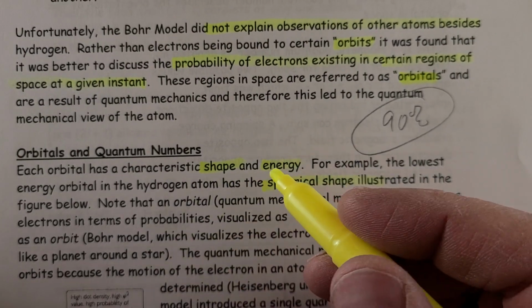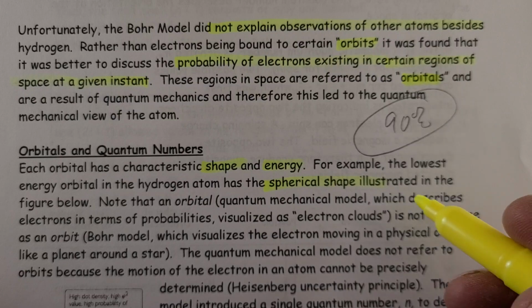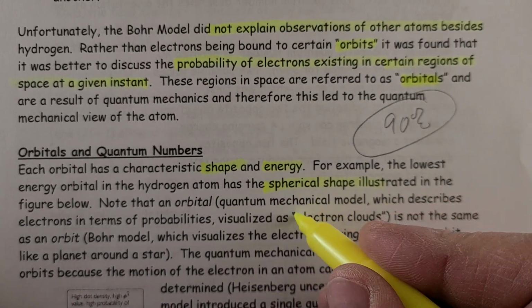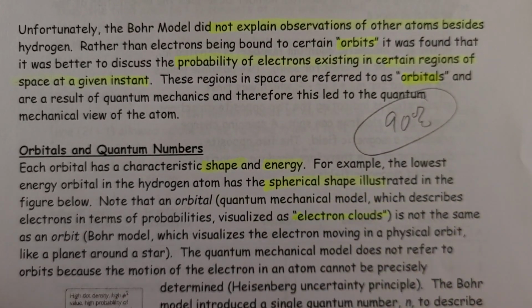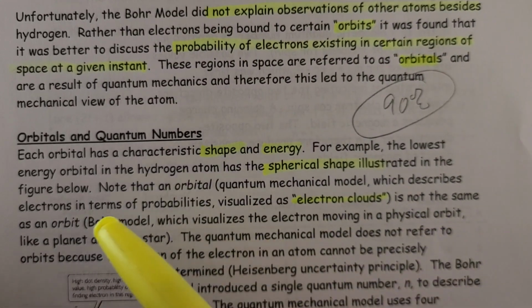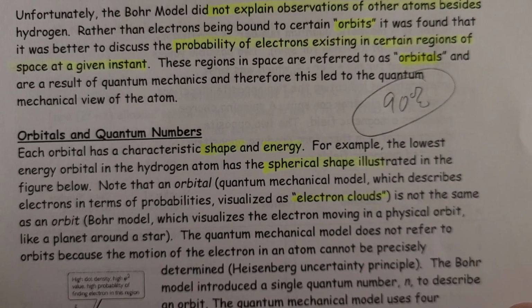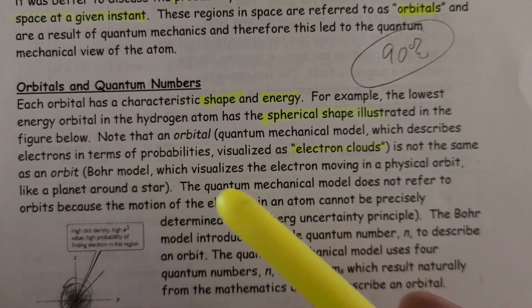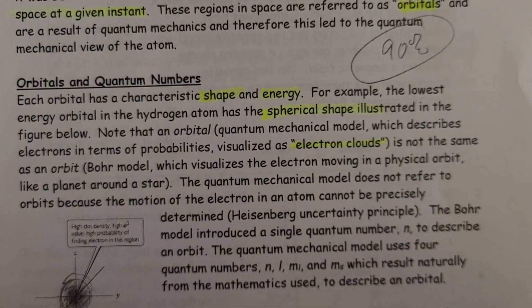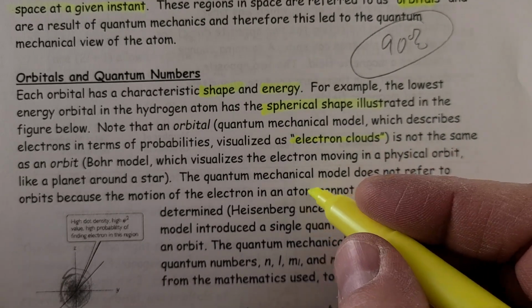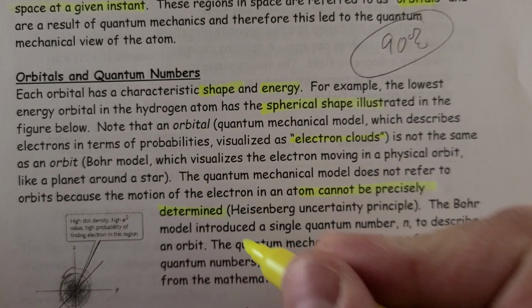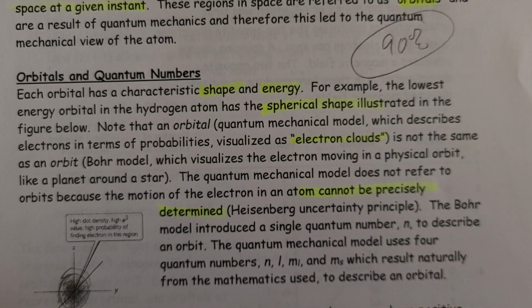So note that the orbital quantum mechanical model, which describes electrons and probabilities, we envision as electron clouds or regions in which we find electrons. It's not the same as an orbit, which is that circular region we have in the Bohr diagram that makes us think about the solar system. The quantum mechanical model does not refer to orbits because the motion of the electron in an atom cannot be precisely determined, which was stated by the Heisenberg uncertainty principle. We cannot know exactly where it is.